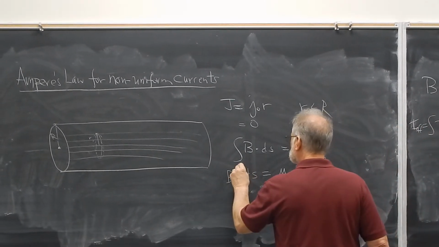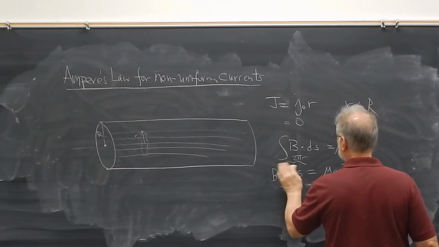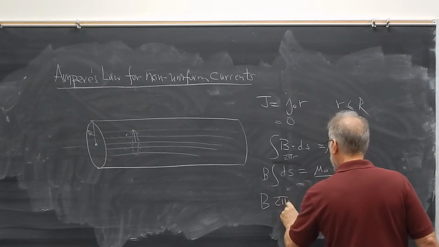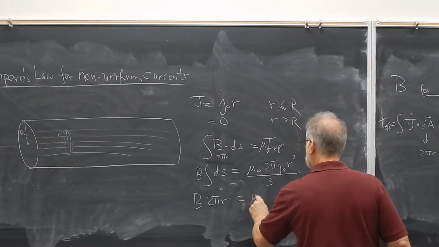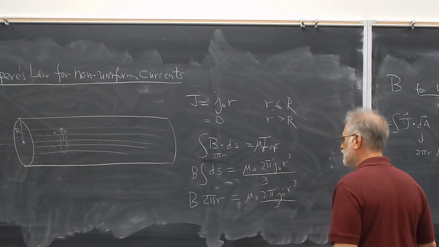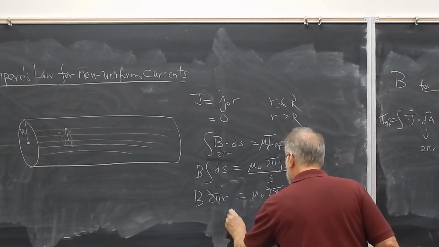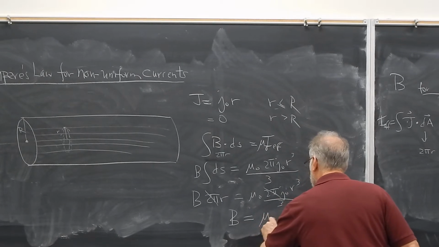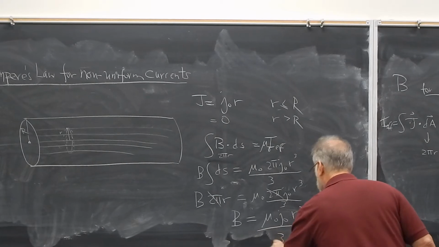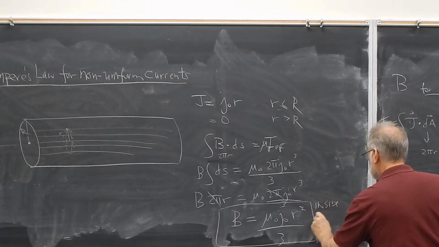The integral of ds in this case is just going to be 2 pi little r. When I integrate this, I will get B times 2 pi r is equal to mu naught times 2 pi J naught r cubed over 3. Notice my 2 pi's are going to go away, and I'll end up with a magnetic field inside equal to mu naught J naught r squared over 3. So this is for inside the cylinder.